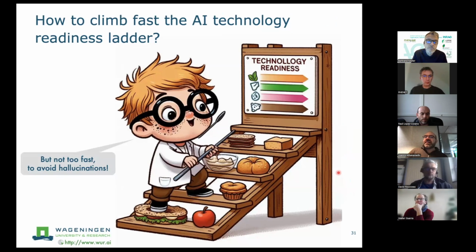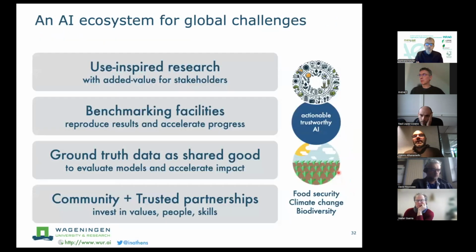Looking ahead, I think the key question is how we can onboard these technologies and how to climb fast the AI technology ladder, but not too fast to avoid hallucinations. So keeping a balance between introducing new technologies, but also benchmarking it is challenging. And to do that, I think it's very important that we need a different way of working together.